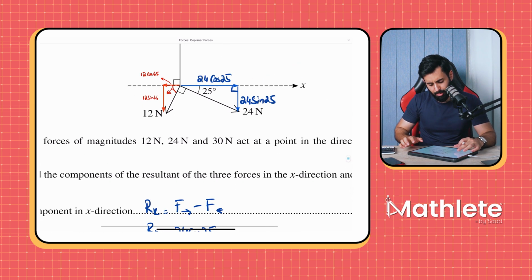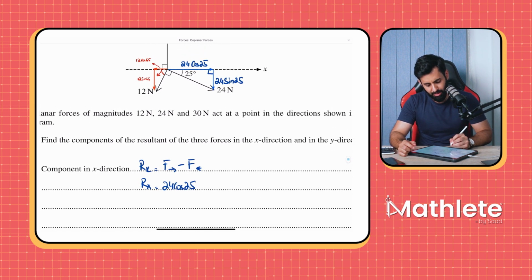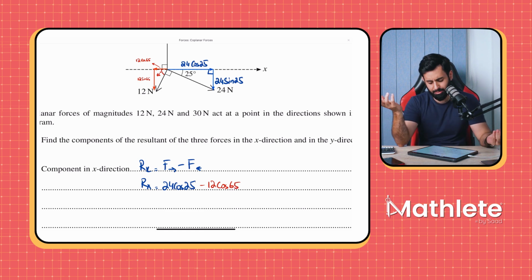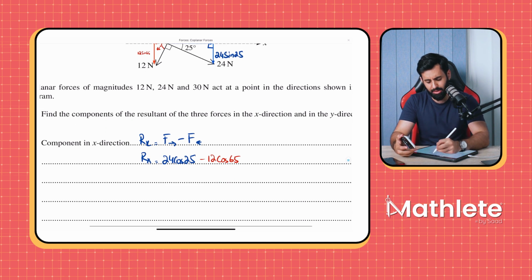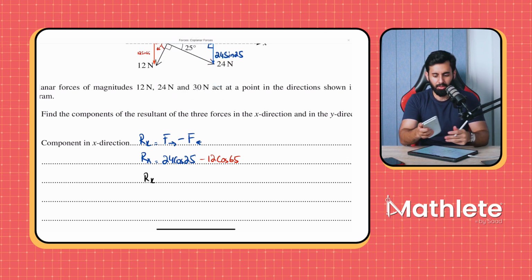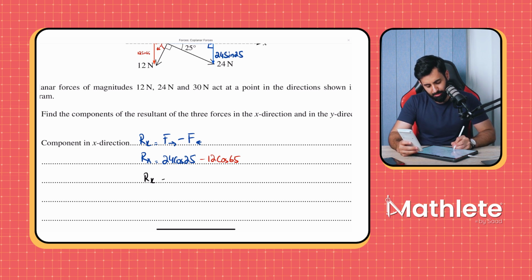Now we pretty much have all we need in order to find out the resultant in the X direction. So it's just going to be 24 cos 25 minus 12 cos 65. And you can leave it like this. In fact, it's better that you actually evaluate this and see what the answer is. So that's what I'm going to do. So this is going to be 24 cos 25 minus 12 cos 65, which turns out to be 16.67.